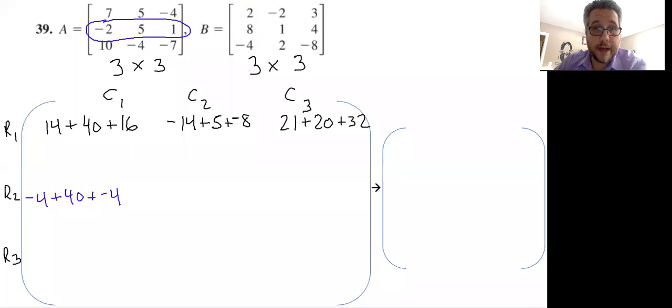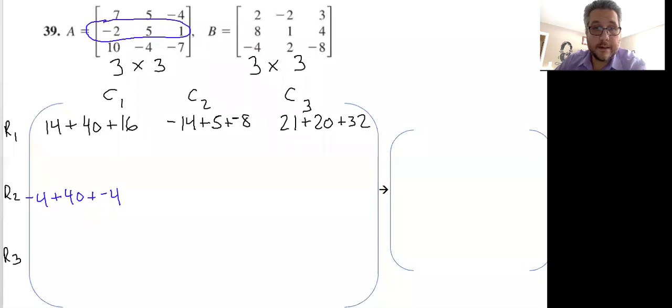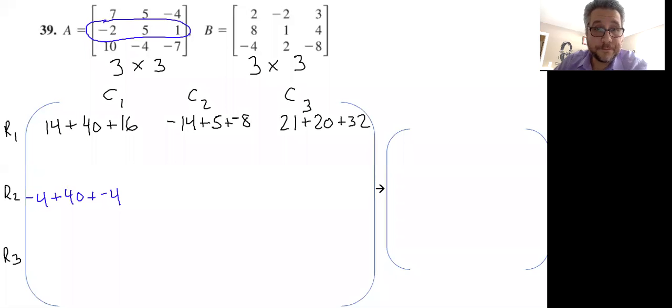Now we need to move on to column 2. Okay, row 2 times column 2. -2 times -2 is 4, plus 5 times 1 is 5, plus 1 times 2 is 2. Okay, that did it for column 2.